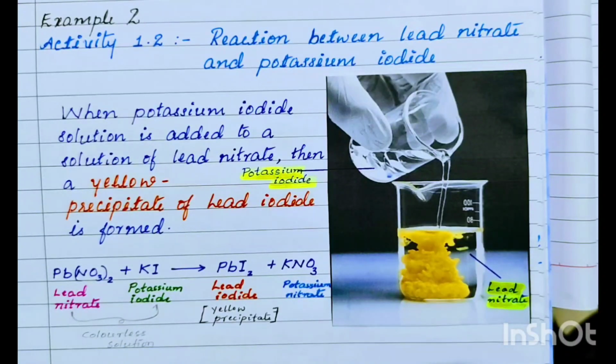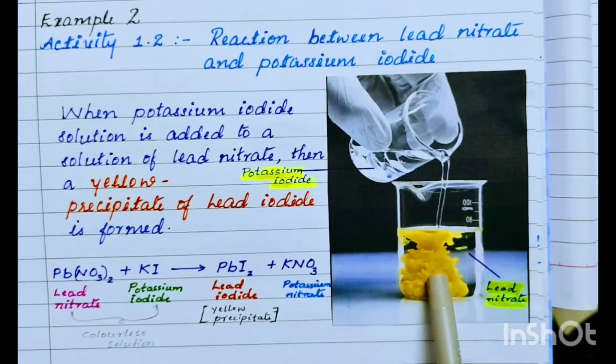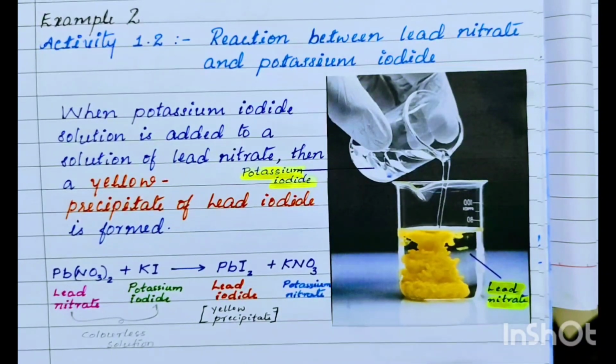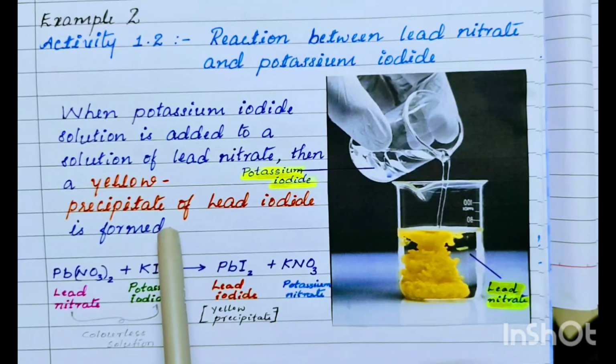When potassium iodide solution is added to a solution of lead nitrate, then a yellow precipitate of lead iodide is formed. See, here we can see the color has suddenly changed. Mainly, a yellow precipitate is formed. Precipitate is nothing but an insoluble solid.